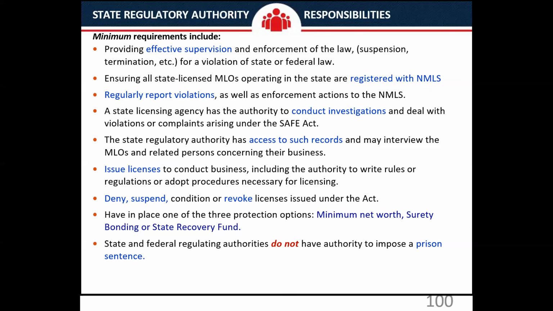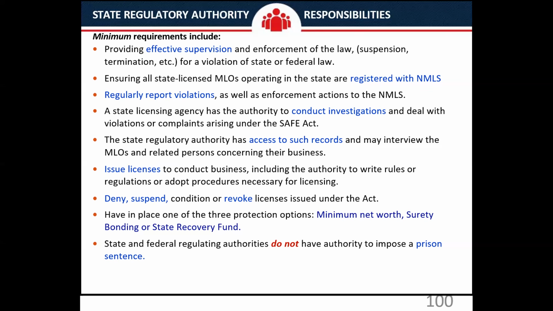A state agency has authority to do certain things. They can conduct investigations and deal with violations or complaints arising under the SAFE Act. The state regulatory authority has access to books, records, and may interview the MLO and related persons concerning their business. They can issue licenses to conduct business, including the authority to write some rules, regulations, and procedures. They can deny, suspend, condition, or revoke your license that was issued under this act.